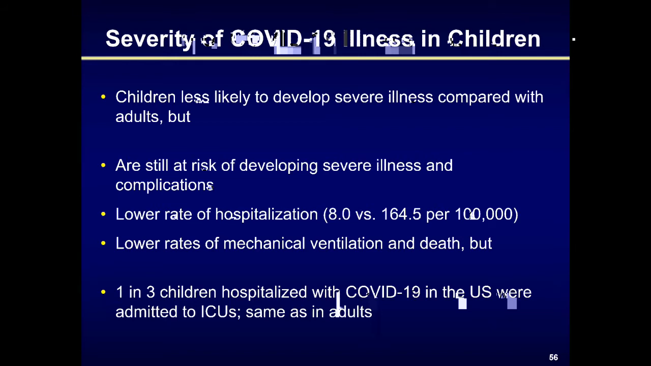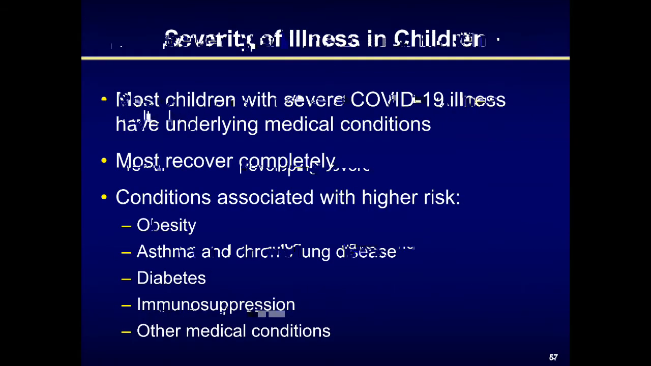So this slide looks at some of the severity of COVID illness in children. So they're less likely to develop severe illness than adults, but they're still at risk for it. And we'll look at some of the severe illness and complications, but they clearly have a much lower rate of hospitalization than adults and lower rates of mechanical ventilation, but about the same proportion of kids that get admitted wind up in the ICU. And probably a lot of that is just precaution to just be sure that we're treating these kids adequately and as aggressively as we need to make them well.